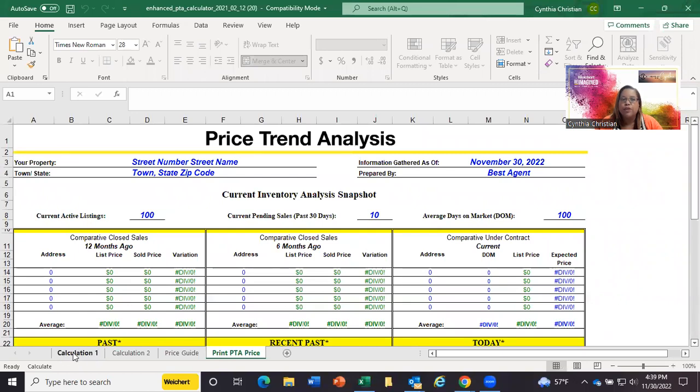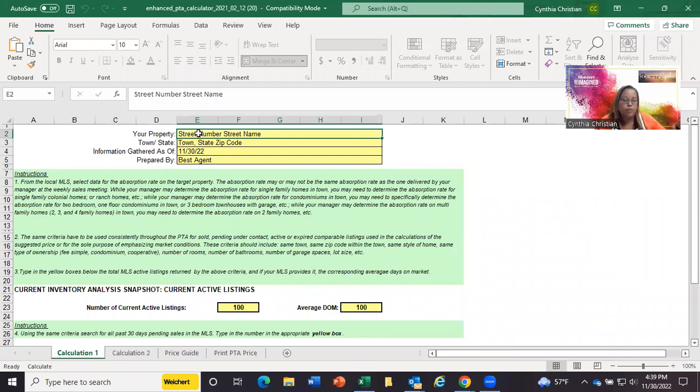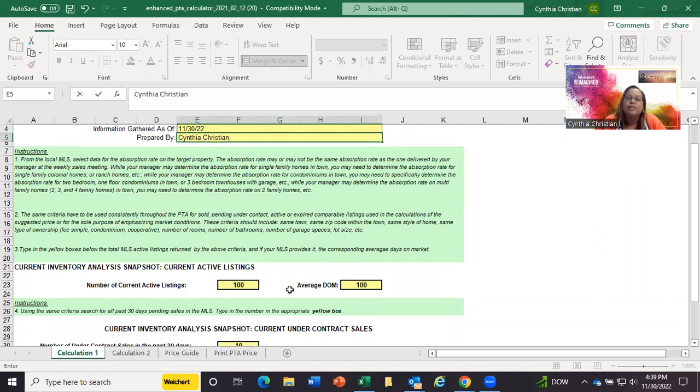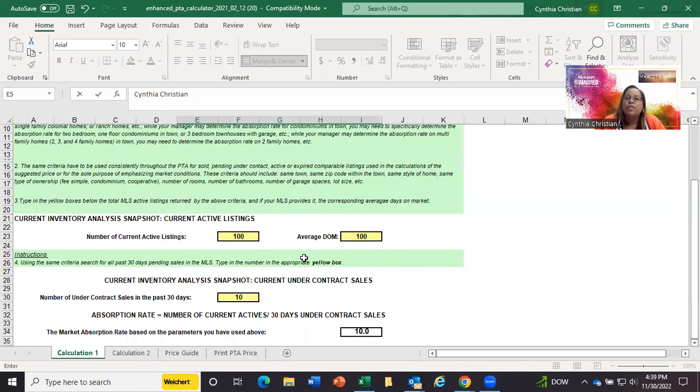So if you look at the bottom, you'll see calculation number 1. So you're going to put in the address of the property that you're looking to list. And I've pulled one from our Garden State MLS here in Union. So you're just filling in this top information, today's date, and the best agent is, of course, you. I'm sure you're the best agent. So what you see here, the current inventory analysis, this is going to give you the absorption rate for the town that you are pricing.